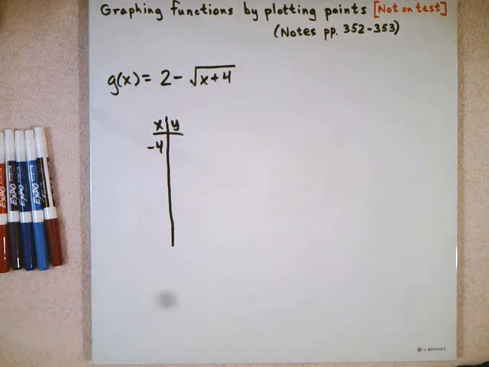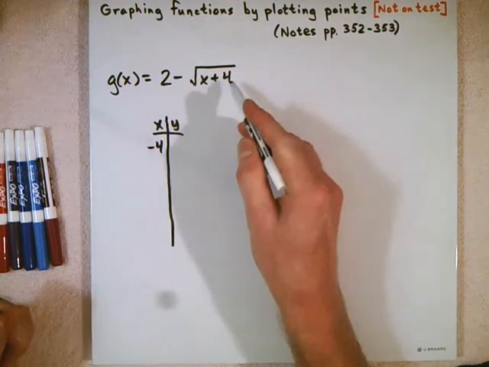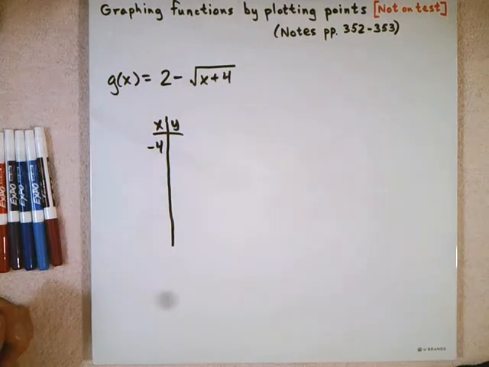All right, so no smaller than negative 4. So let's put negative 4 in. That should be pretty easy to do. Negative 4 plus 4 is 0. What's the square root of 0? 0. 2 minus 0 is 2.